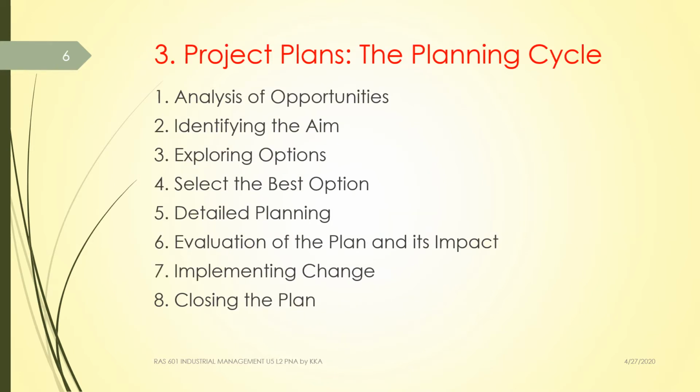We will discuss the planning cycle. Planning cycle, as the name suggests itself, is a cyclic process to plan the activities within the project. It starts from the analysis of opportunities and moves towards identifying the aim, exploring options, selecting and detailing the best option, and the planning, evaluation of the plan, and implementing changes if any.